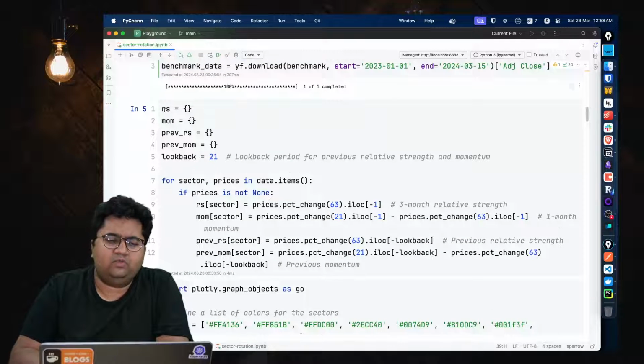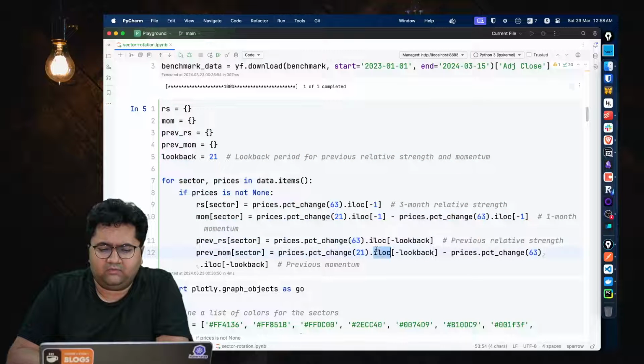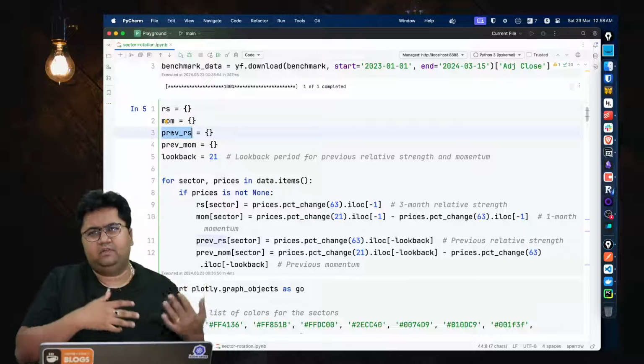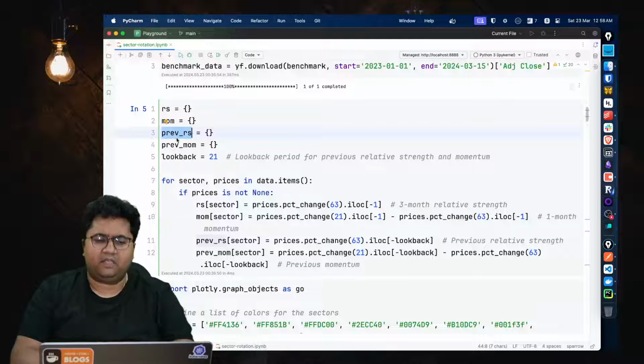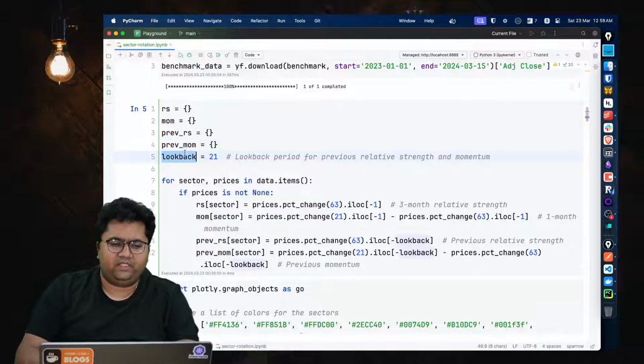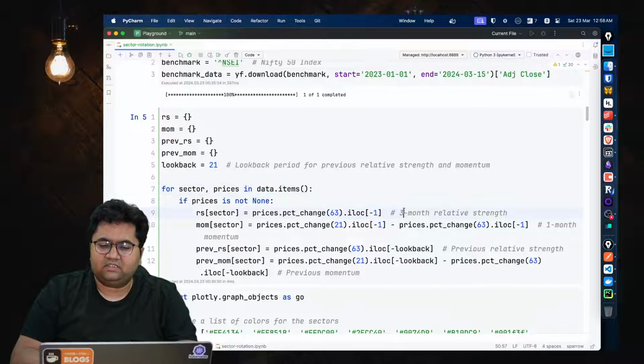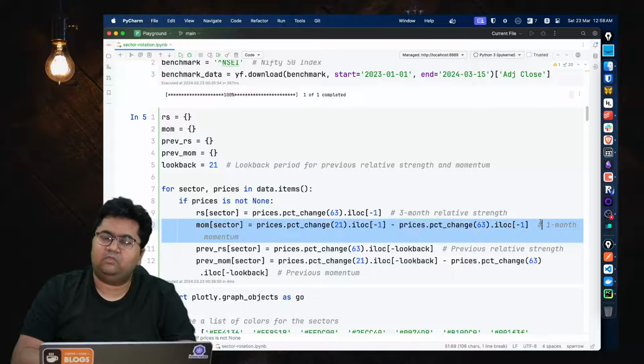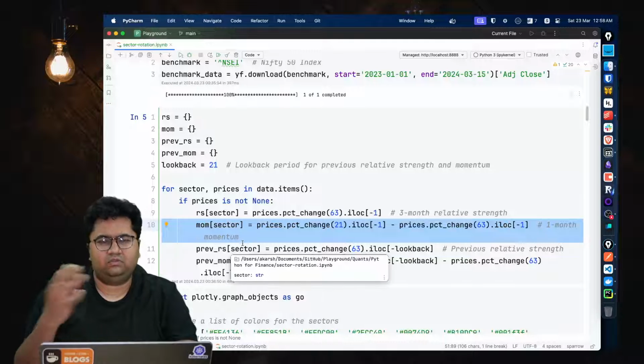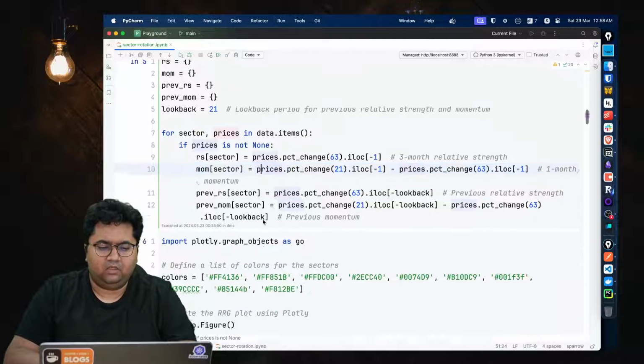Now what I'm doing is doing the calculations. This is the core part of the code. Essentially, I'm creating a few variables: RS relative strength, MOM momentum, previous RS just to store a bit of previous information of time steps, and previous momentum, look back 21 days. So for each sector and prices in the data, I am calculating this. So there's a 3 month relative strength and 1 month momentum that is calculated, and we are saving the previous values iteratively.